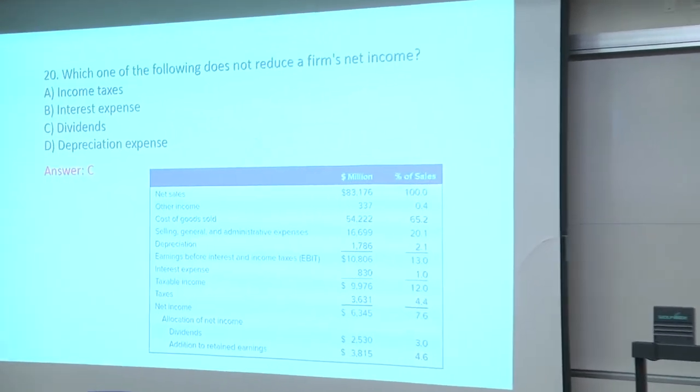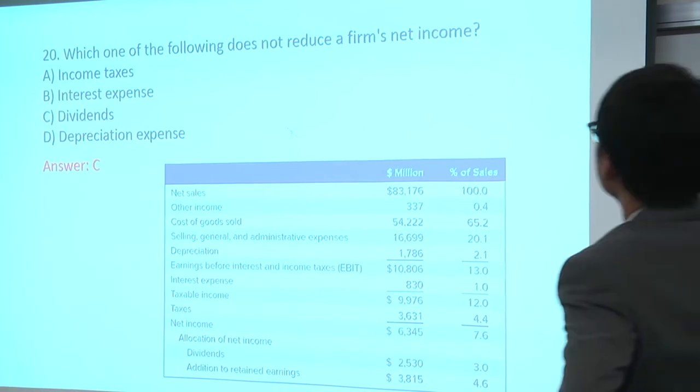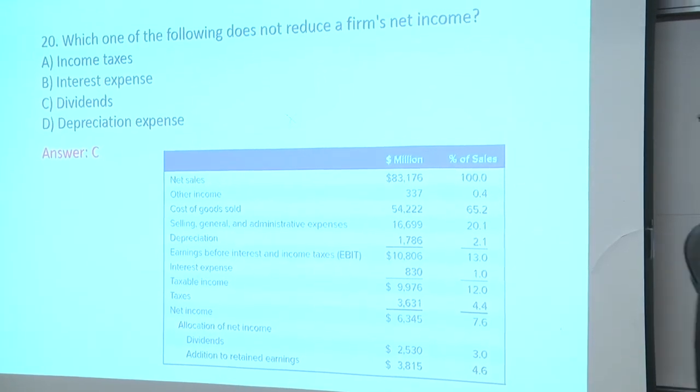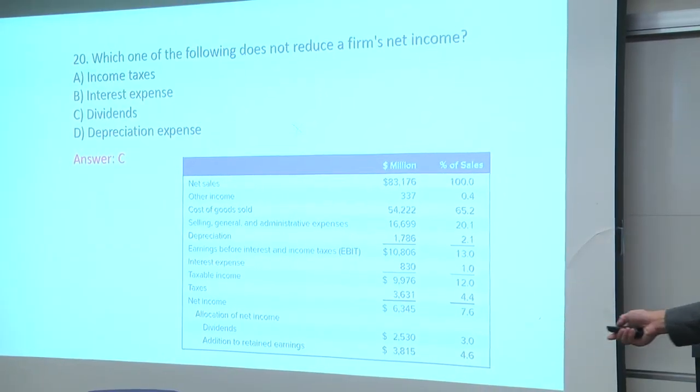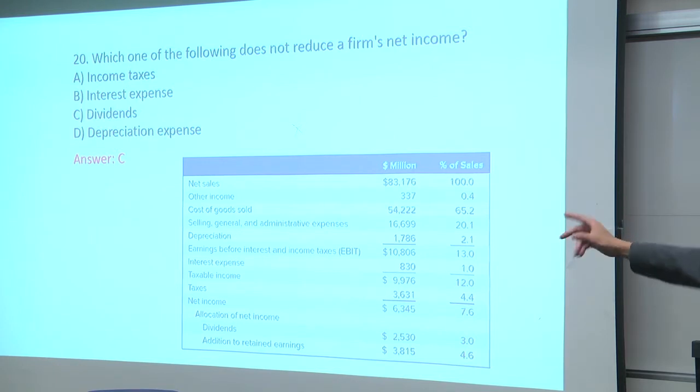Okay. Which one of the following does not reduce a firm's net income? Net income is here. So what does not change the net income should come afterwards. Okay? It's the same thing as the EBIT and tax thing, right? So here it is the dividends. Dividends come after you determine your net income, how much you give back and how much you keep.